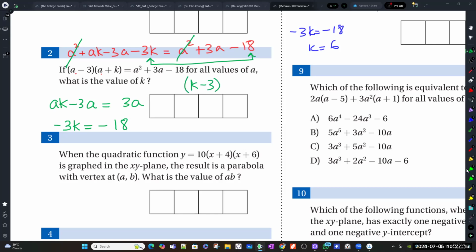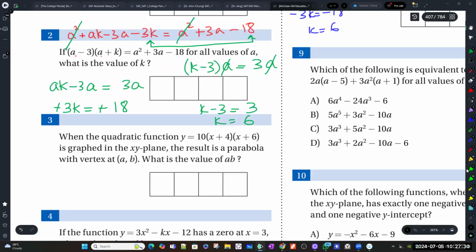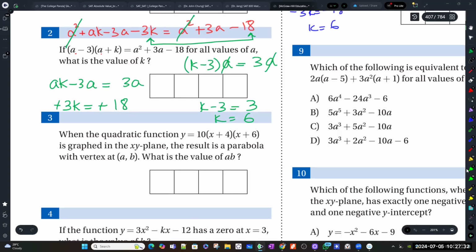K minus 3a equals 3a. If you cancel the a out, you're left with 1. So k minus 3 equals 3. K comes out as 6. K also comes out as 6 when you compare it here. Okay, let's move on, guys. Spent quite a lot of time already on this.